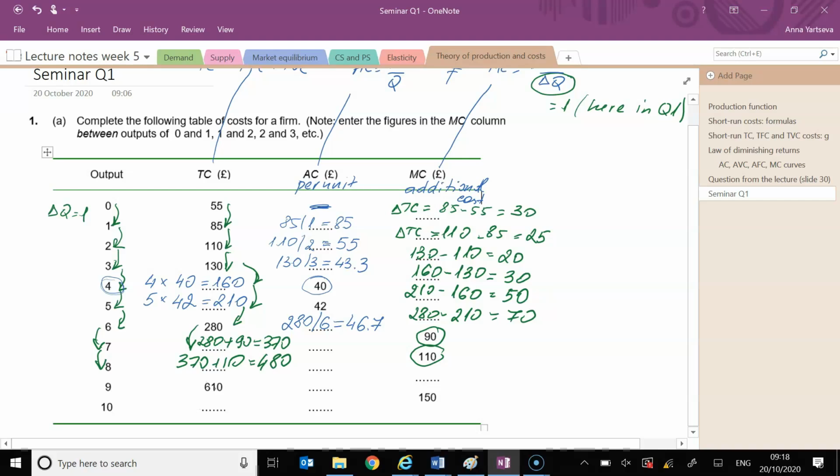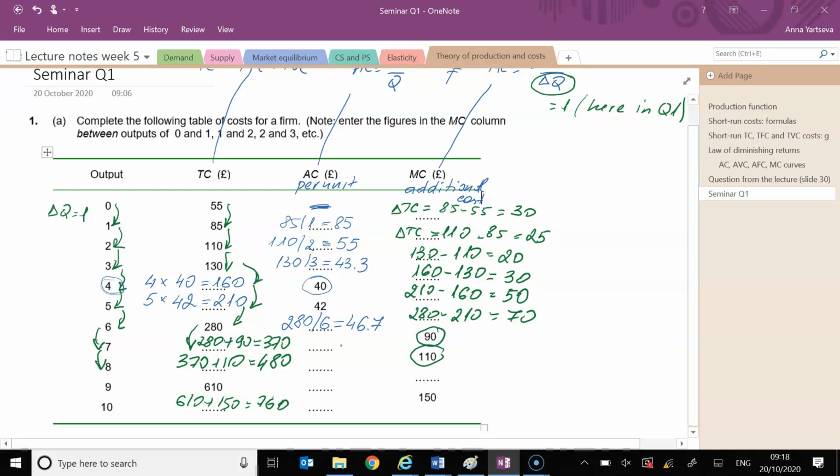And the final bit, absolutely the same thing. We used to spend 610. Now we'll need to add 150. 610 plus 150 is going to be 760 pounds. So we've completed all the data for total cost of production for this particular production process for this company.